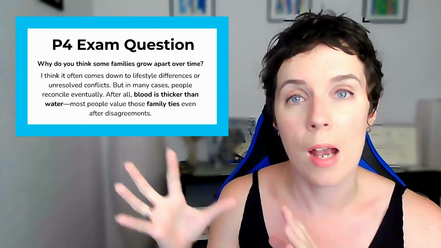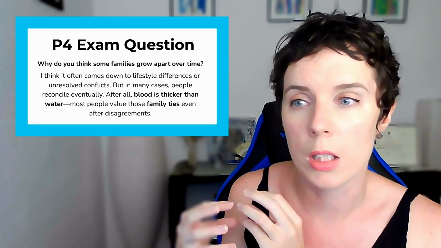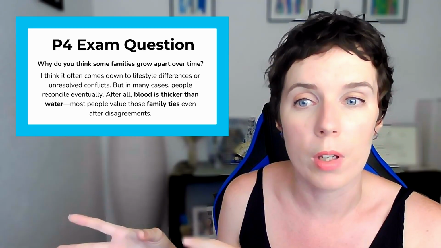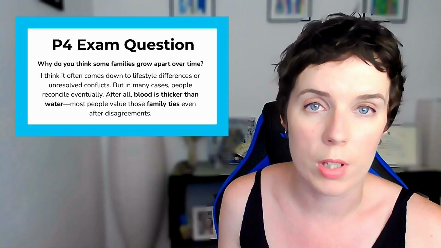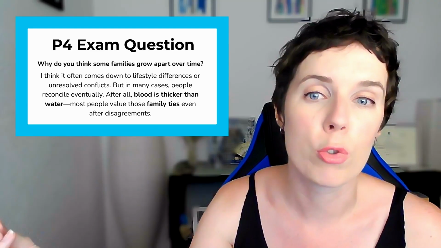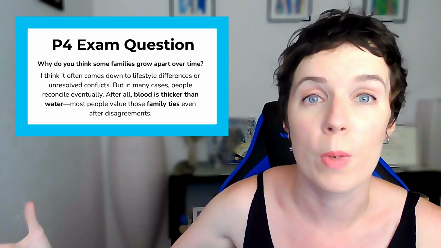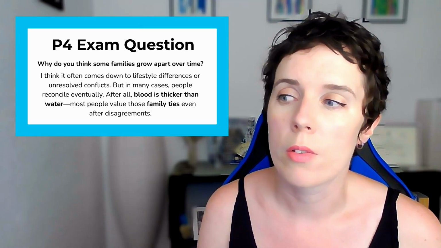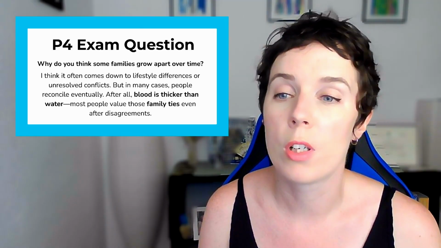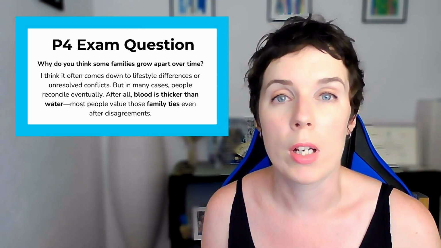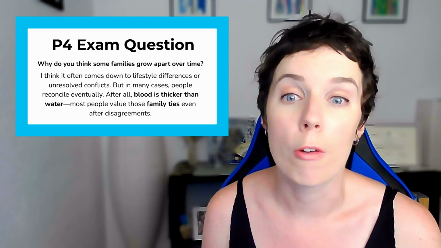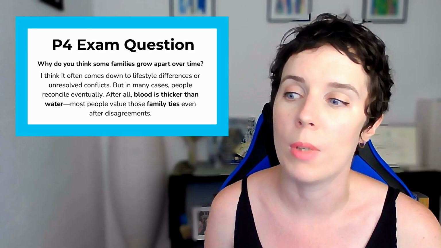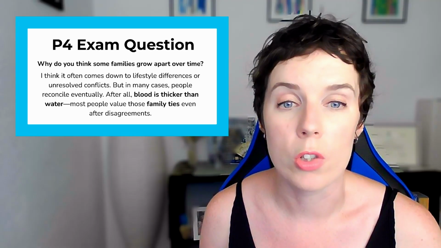Something comes down to something, it's like it's caused by something. So it comes down to lifestyle differences. Families growing apart are caused by lifestyle differences. Okay. So I think it comes down to lifestyle differences or unresolved conflicts, but in many cases, people reconcile eventually. After all, blood is thicker than water. Most people value those family ties even after disagreements.